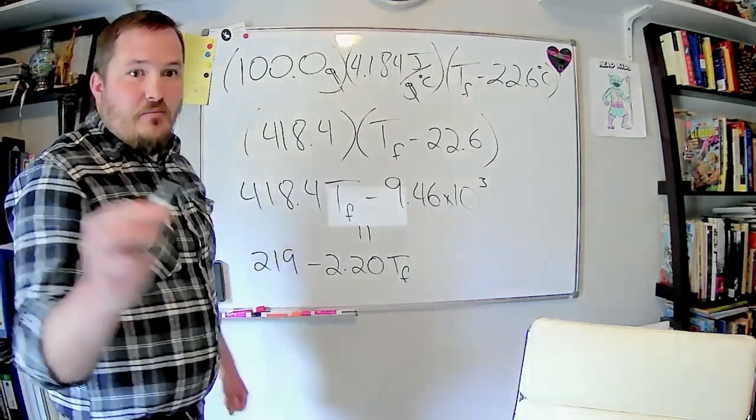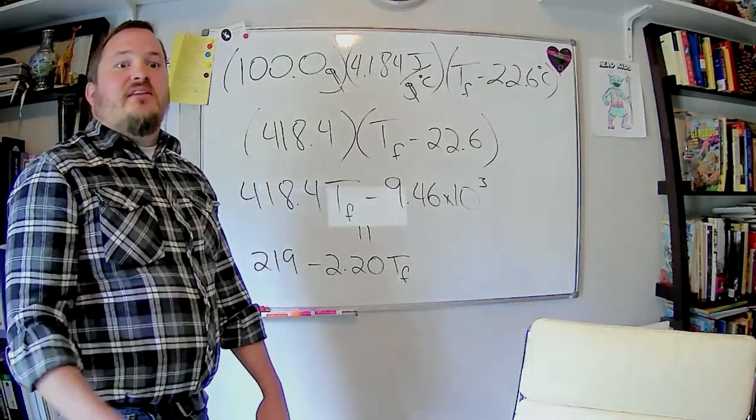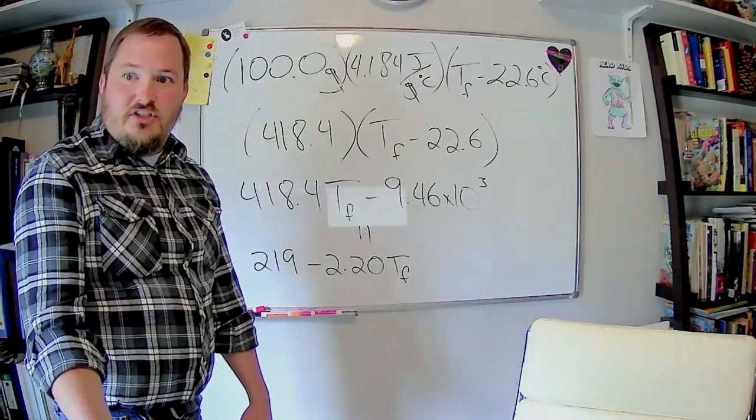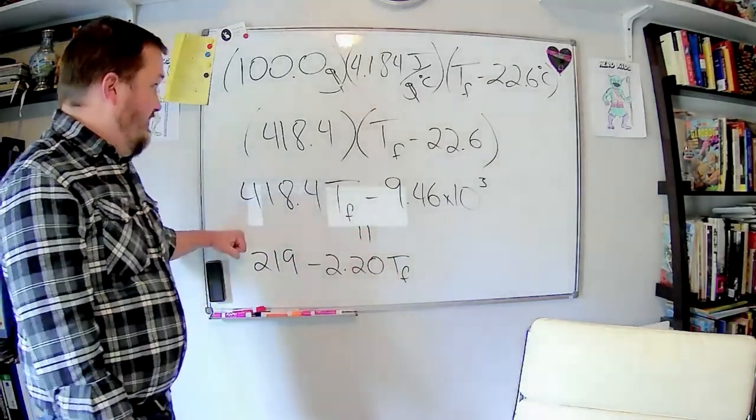All right, and so that's multiplying the 5.69 times 0.386 times a negative sign to just combine all of those numbers together, and then you distribute it, you get this.